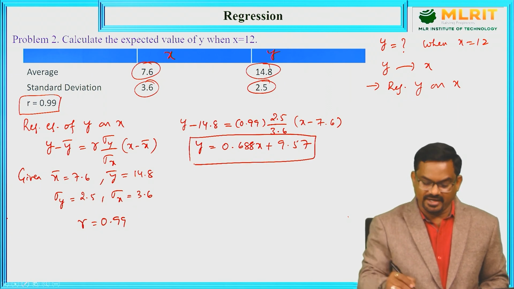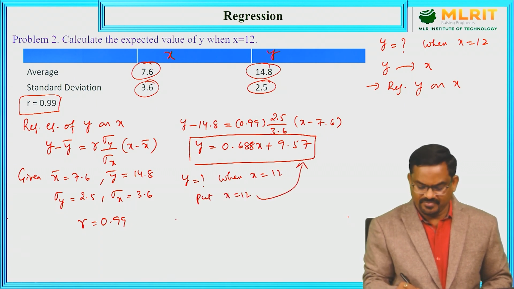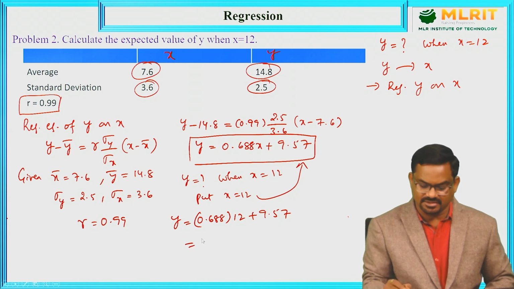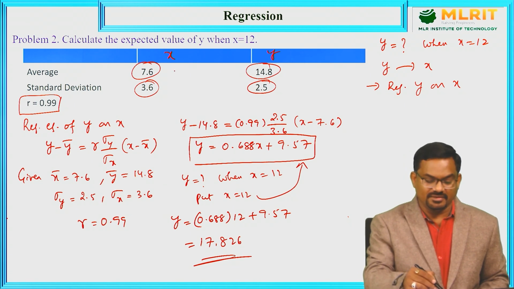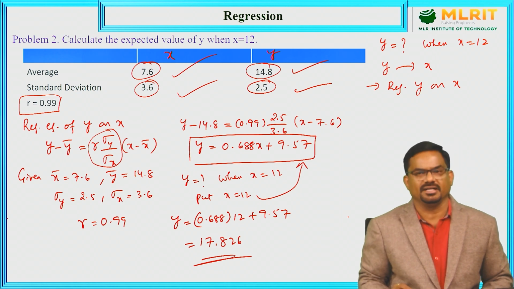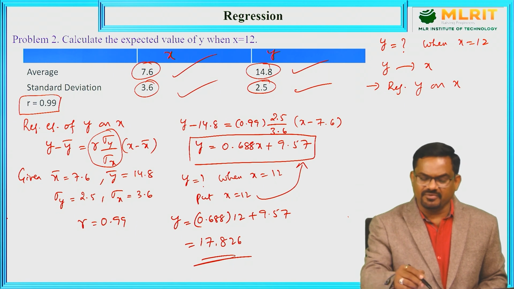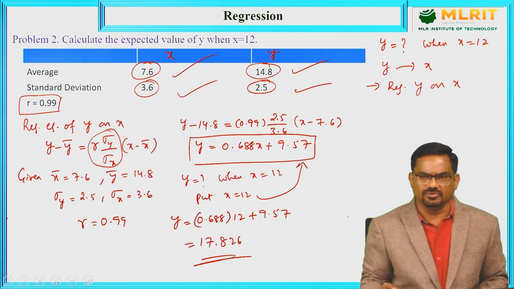Now, the question is to find the value of Y when X equal to 12. So, put X equal to 12 here, that gives Y equal to 0.688 multiplied by 12 plus 9.57, and which results as 17.826. So here direct values are given, the means and standard deviations are given. So we use R into sigma y by sigma x to find the regression coefficient. And first, since it is required to find y when x equal to 12, we need to find the regression equation of y on x and then put x equal to 12.